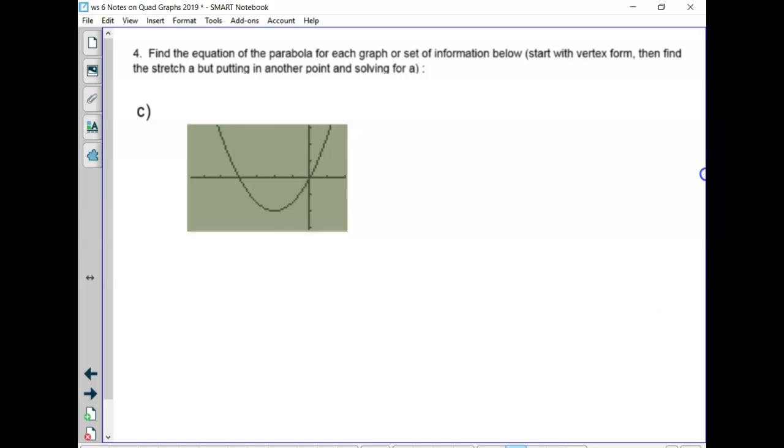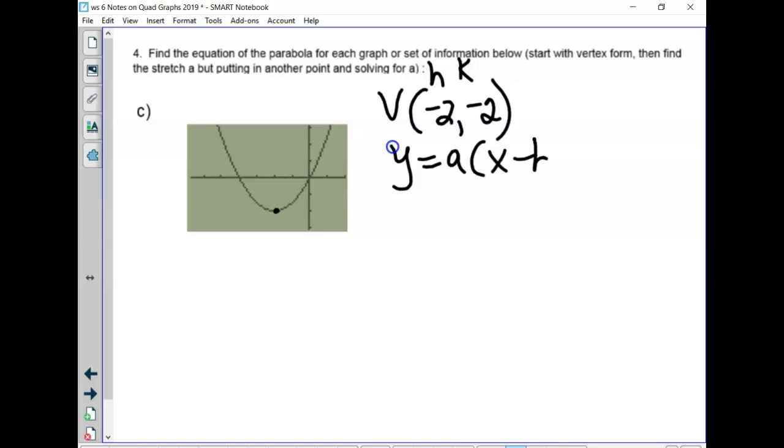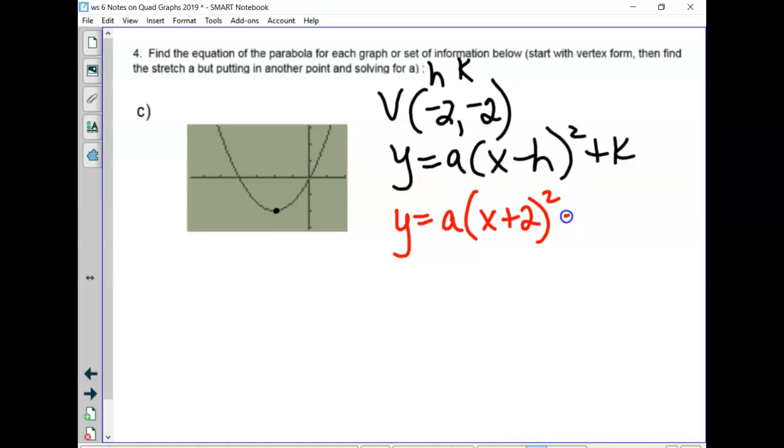Let's try C. Where's the vertex? Negative 2, negative 2? Okay. Whoa, whoa, whoa. What are you writing, Hofbauer? So this is H and K when we start with this form. So it would say y equals A. X minus negative 2 would become plus 2. And plus K would be a minus 2 on the back. Did I lose anybody on that part? Are you putting the vertex in?